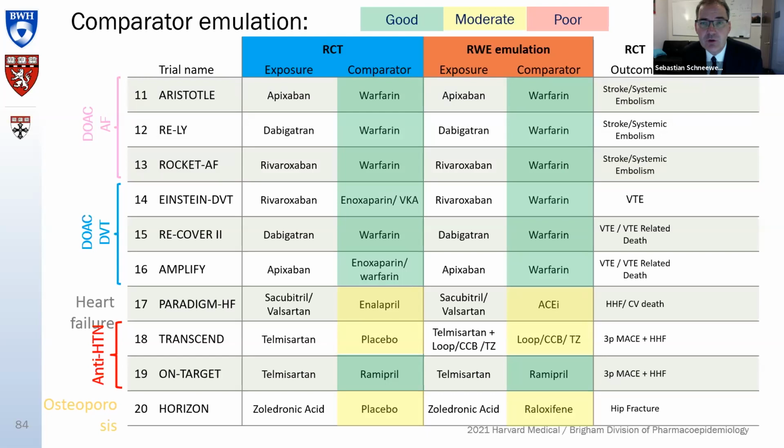Many of them are active comparators. Therefore, with the heart failure PARADIGM-HF trial, enalapril was emulated by any ACE inhibitor in order to increase the number of patients in our study in order to reach statistical power. And in the TRANSCEND group, we emulated a placebo with loop diuretics, calcium channel blockers, and thiazides, which was allowed as kind of the background treatment in the TRANSCEND trial. So we felt reasonably comfortable, but not perfect.